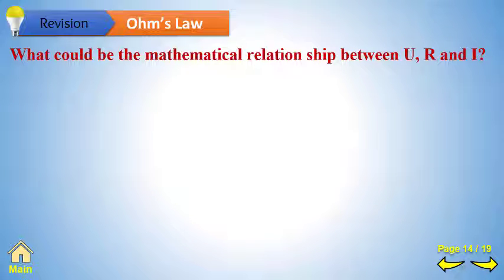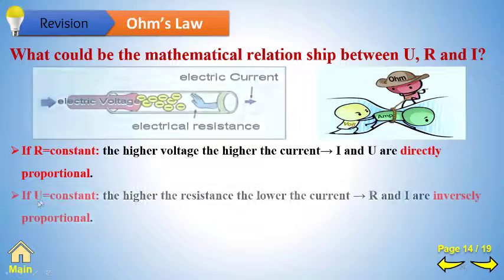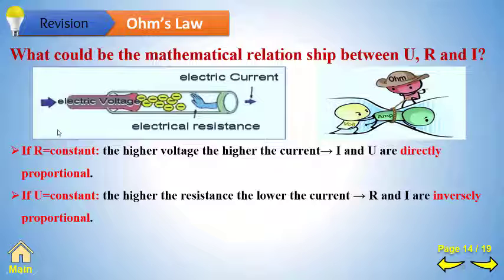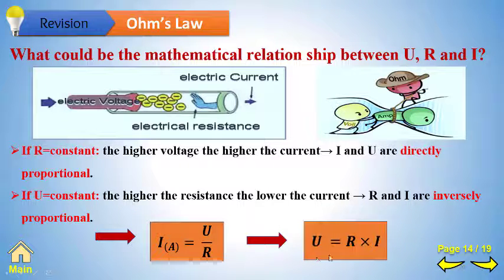Now, what could be the mathematical relationship between U, R, and I? If R is constant, the higher the voltage, the higher the current, then I and U are directly proportional. If U is constant, the higher the resistance, the lower the current traversing the circuit, then R and I are inversely proportional. Then we can write that I equals U over R, which implies that U equals R times I.